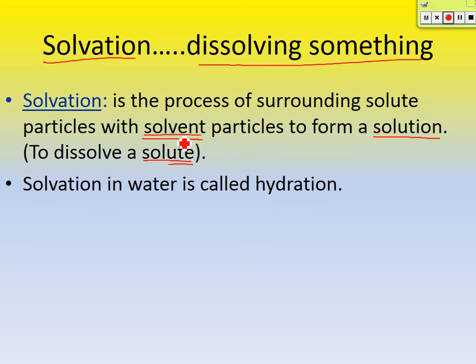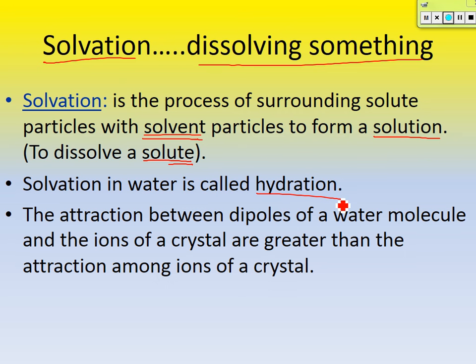Solvation in water is called hydration. So if you're dissolving something in water, we're hydrating it. How come solvation happens? Well, the attraction between dipoles of a water molecule and the ions of a crystal are greater than the attraction among the ions in the crystal. And so the solvent, the water, is able to rip apart the solute and dissolve it.